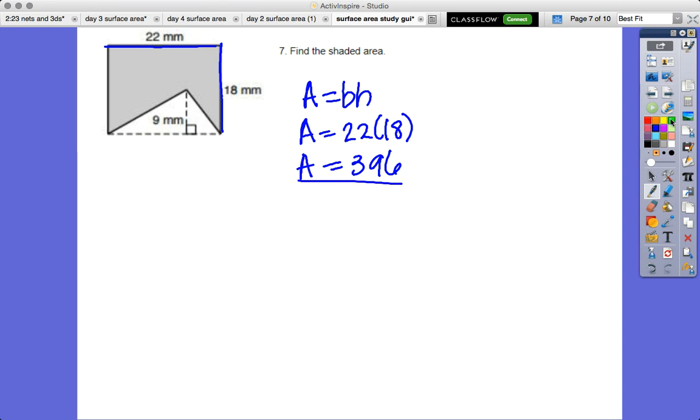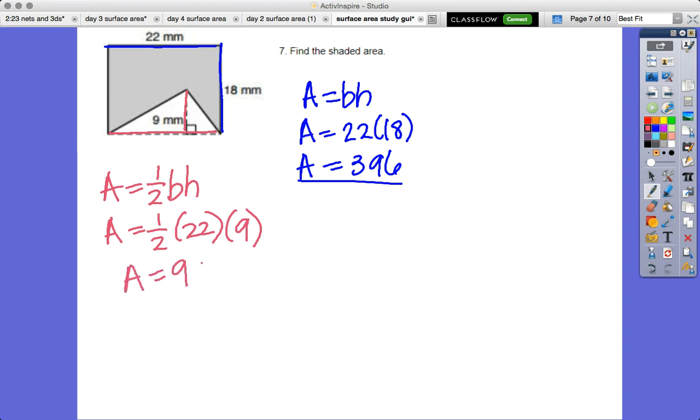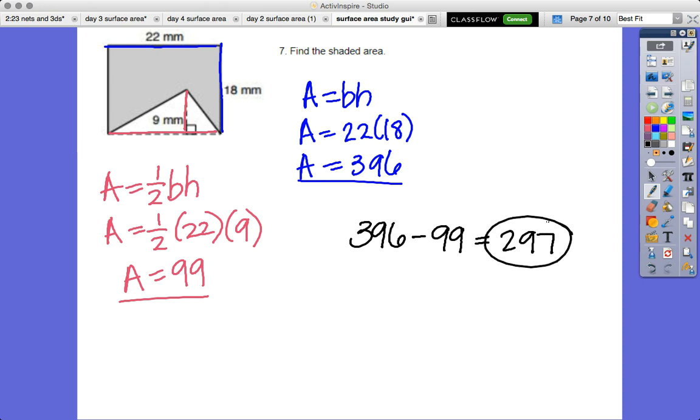Now I'm going to find the area of the triangle. So it still has a base of 22 and a height of 9. So I know that the formula for area of a triangle is 1/2 times the base times the height. The base is 22 and the height is 9. So half of 9 times 22 gives me 99. So now I have to subtract. So I have to say 396 minus the triangular part to get 297. And that is the shaded area.